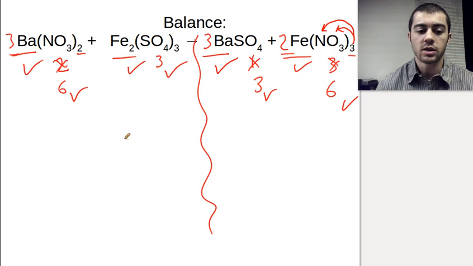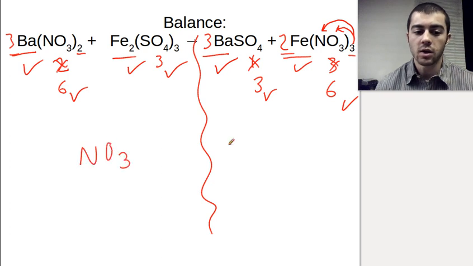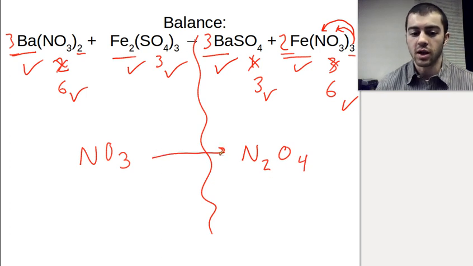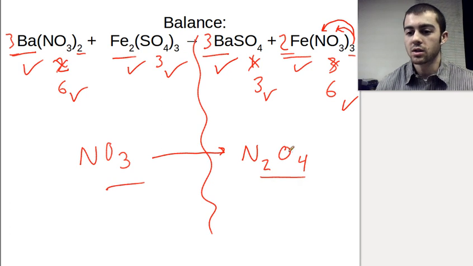Because if we have, let's say, a nitrate to begin with, and then we end up with some compound where it's not nitrate anymore, it's N2O4 or something like that, you can't balance it as a group because it doesn't appear on both sides. We can't try and balance these with these because they're not the same. So this is where we would have to break up into individual elements. But we'll take a look at that a little more in a future video on balancing.